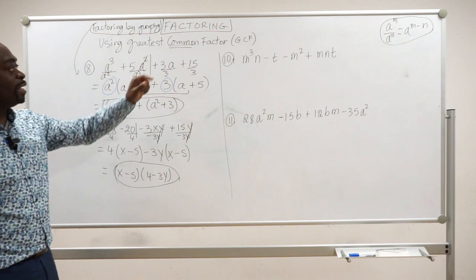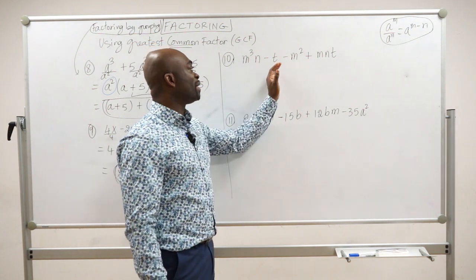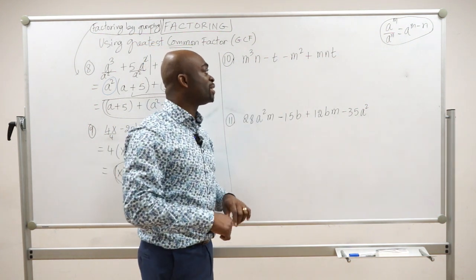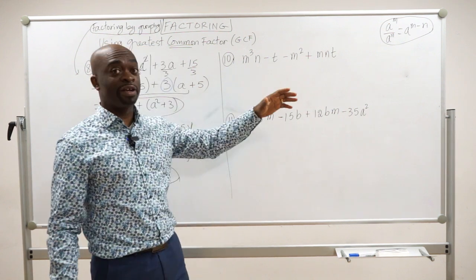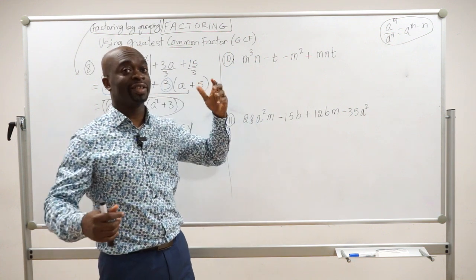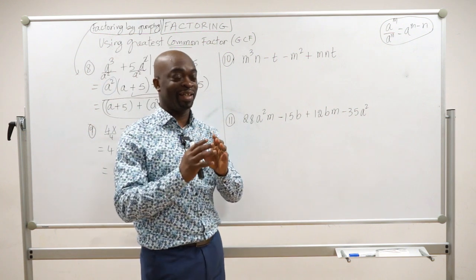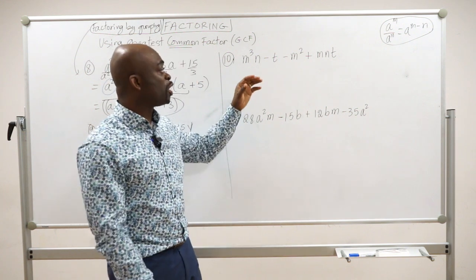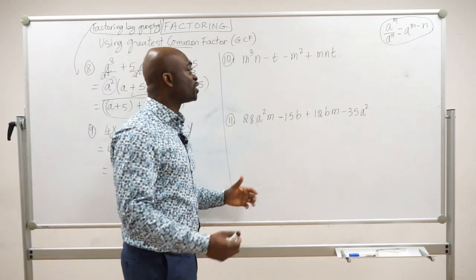And then you are done for this one also. Okay? Now let's go with question number 10. M to the third power n minus t minus m squared plus mnt. So now we have 4 terms also over here. The first thing you have to do is find out if you have anything in common for all 4 together. If you don't, that's when you begin to think, not to panic, but to think, what should I do? Now you have 4 terms, always think about factoring by grouping if you have nothing else to pull out.